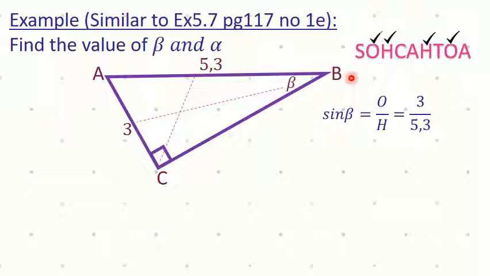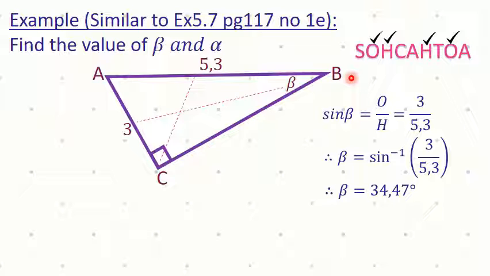Sine beta is opposite over hypotenuse. Opposite is 3, hypotenuse is 5,3. To get the value of beta, we press arc sine or shift sine on our calculator and equals, and we will get 34,47. This has been as straightforward as the previous 2 examples.